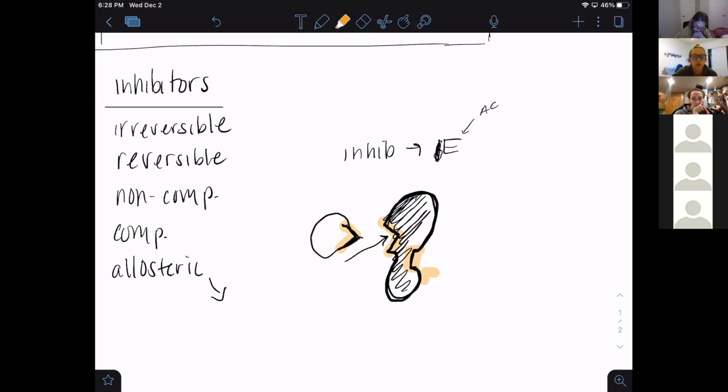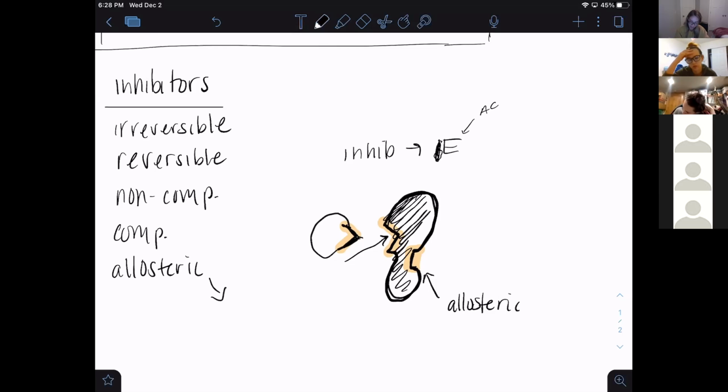Doesn't it change the shape of the enzyme so the substrate can't fit in the gap? Can't fit in the active site? So, right, a non-competitive inhibitor doesn't bind to the active site, okay? Because it doesn't actually fit there, all right?